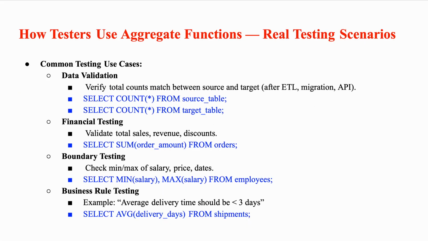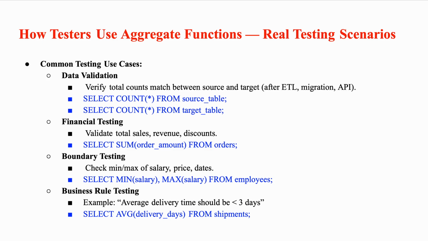are accurate. So, how do testers actually use aggregate functions in real world testing? One really common use is for data validation, making sure that total row counts match between a source and target, especially after an ETL process or data migration. They are also great for financial testing, verifying totals like sales revenue or discounts. We use them for boundary testing too, applying min and max function to check that values like salary or price stay within the expected range.